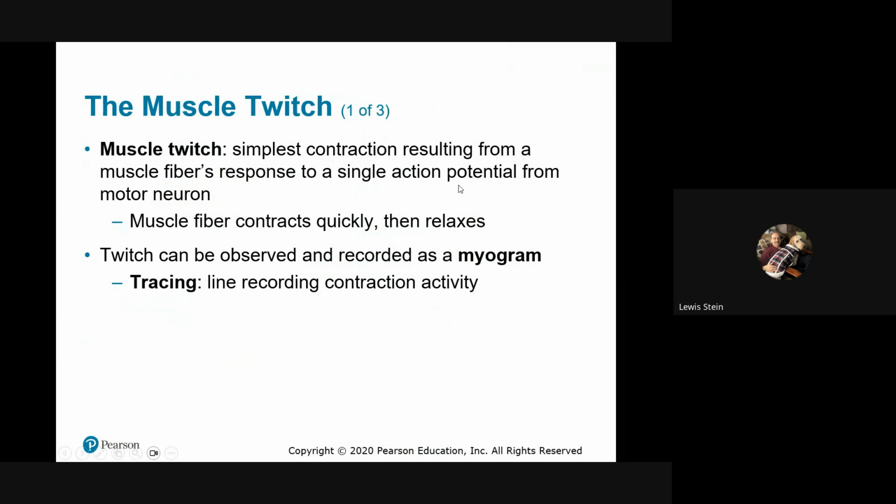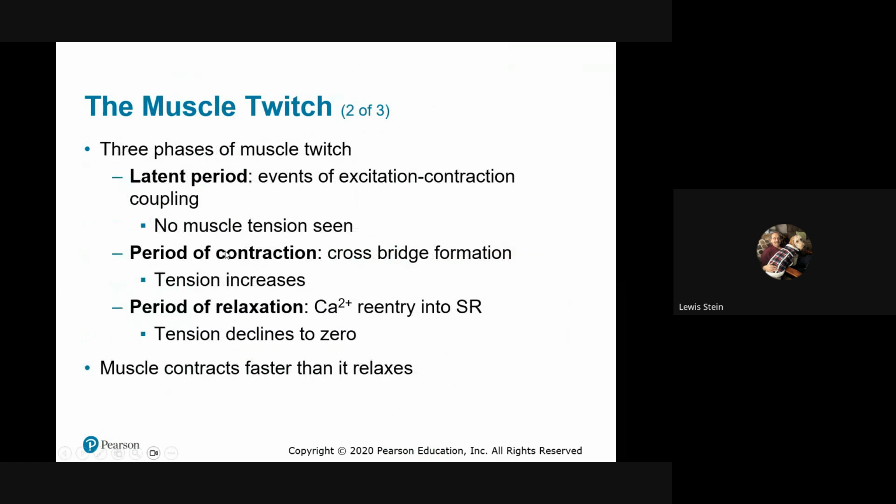So muscle twitch, the simplest contraction. We only do this in the lab. It contracts quickly and then relaxes. This is called a myogram. The term that you might see going forward is EMG, electromyogram, or electromyographic things. And tracing is just the way we do it. Now the computer makes it easier for you to see. Effectively, they're going to simulate it.